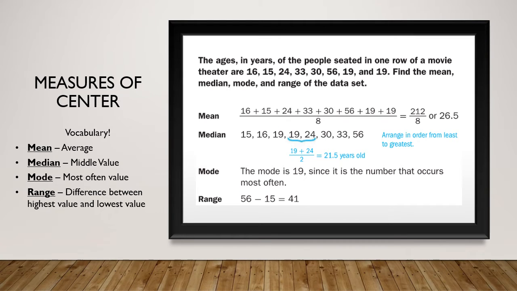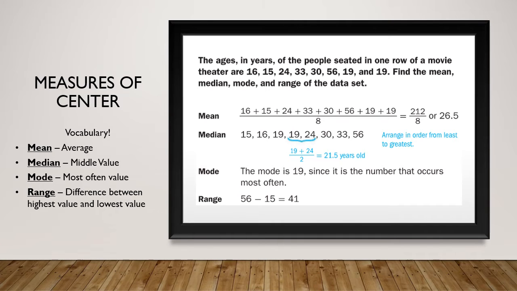It says the ages in years of people seated in one row of a movie theater are 16, 15, 24, 33, 30, 56, 19, and 19. Find the mean, median, mode, and range of the data set.